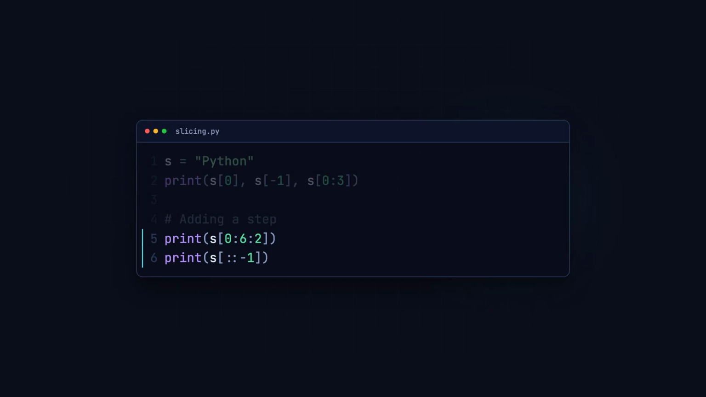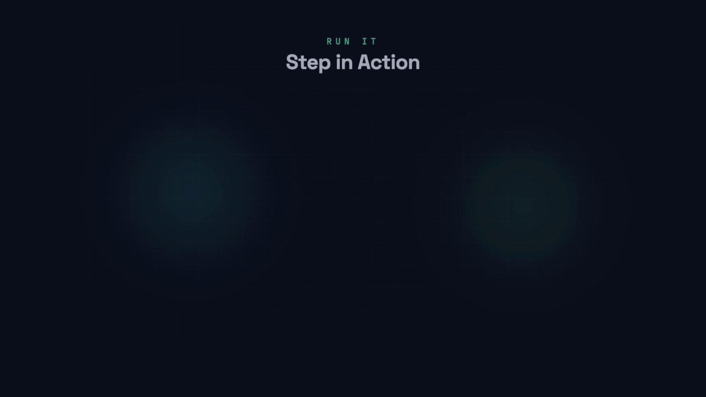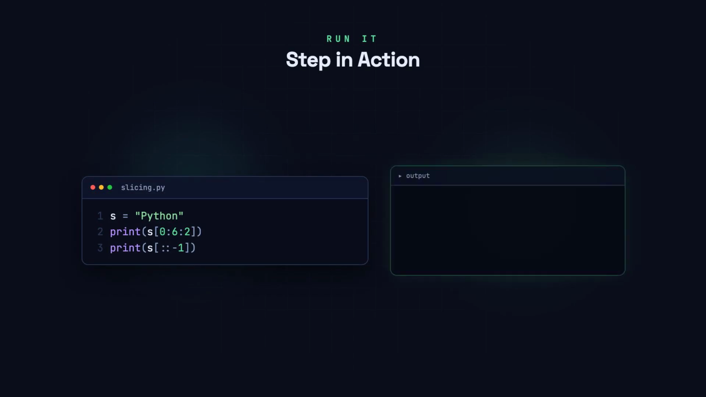You can add a third number called the step. s[0:6:2] takes every second character, giving pto, and s[::-1] reverses the whole string. With a step of 2, we get p, t, o, every other character. With a step of -1, we get the whole string reversed. The step controls how Python moves through the characters.